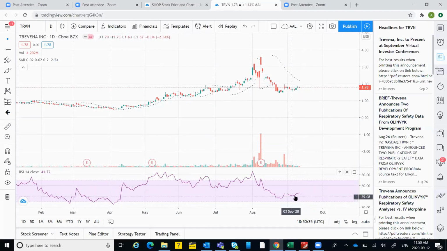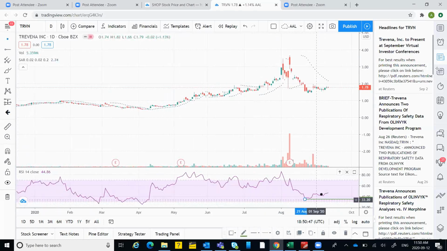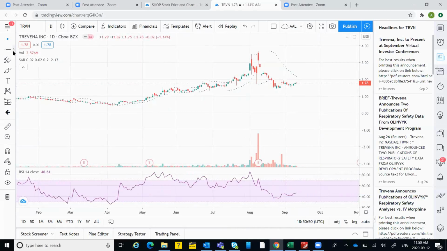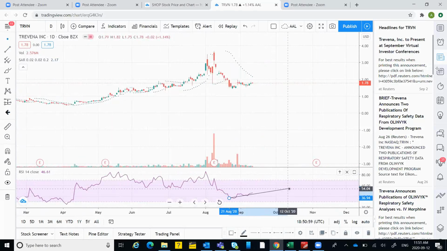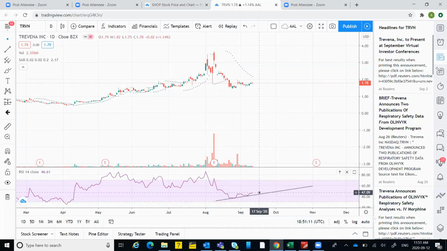So what I can say is that currently this is in a downtrend, looking at this RSI, which is less than 50. Still, it has not yet correctly established its trend, but there is a hope that if it crosses 50, then it's positive for this stock. Let me draw a trend line here. If it crosses the level of 50, which is very near, it will come into the positive range and uptrend range.